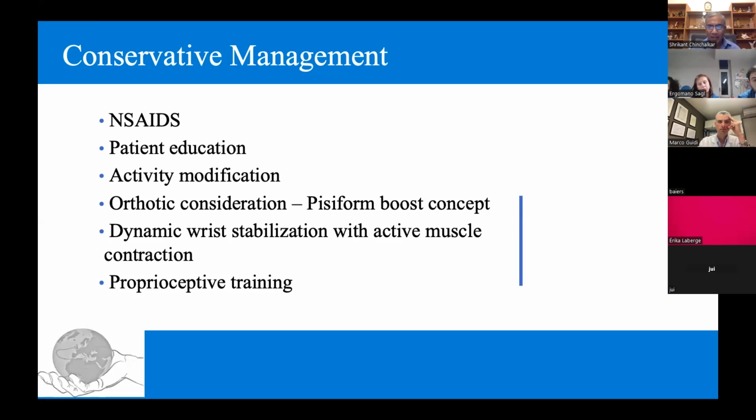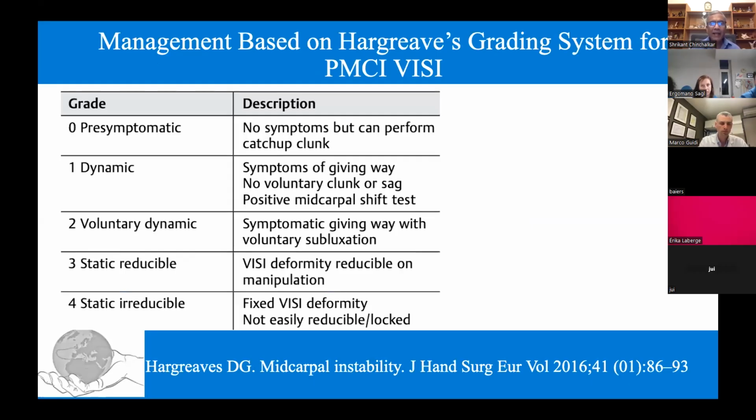But all these wrist patients, or any joint-involved patients, definitely require proprioceptive training during their treatment periods. So my focus is going to be mainly on orthotic consideration, that is based on the pisiform boost concept, and looking at the dynamic wrist stabilization with active muscle contraction, and of course I'll be discussing briefly proprioceptive training as well. So my management is based on the Hargreaves grading system of Palmer midcarpal instability in a VISI form.